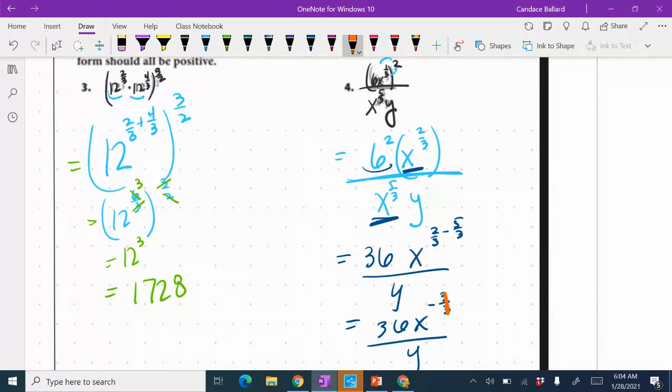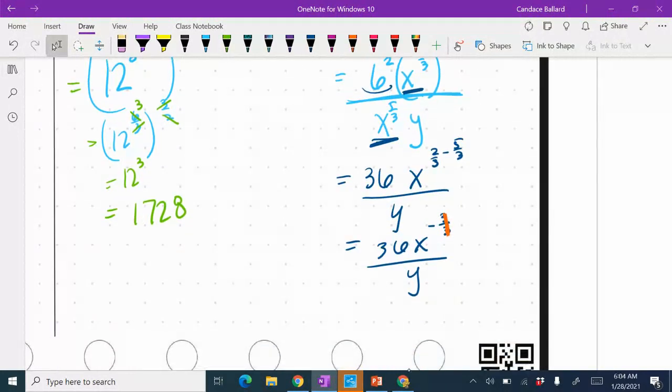The negative exponent still should not be in your numerator, so I would say, hey, we're going to make it happy and move it to the denominator. And I really don't need the first power. I could just write it as 36 over xy.